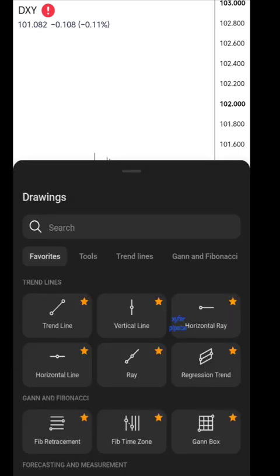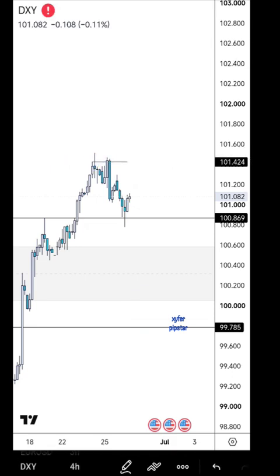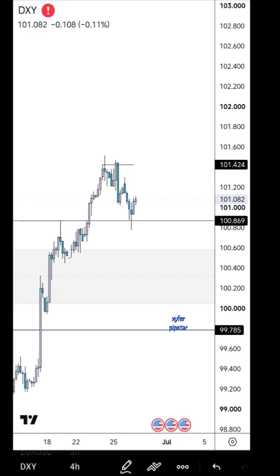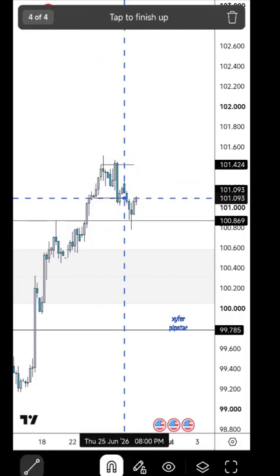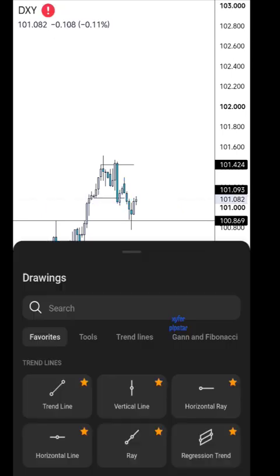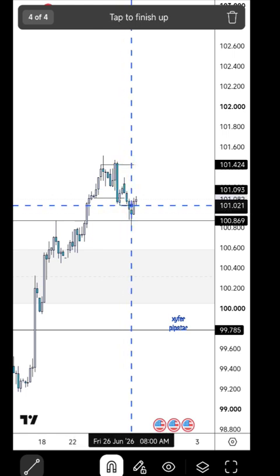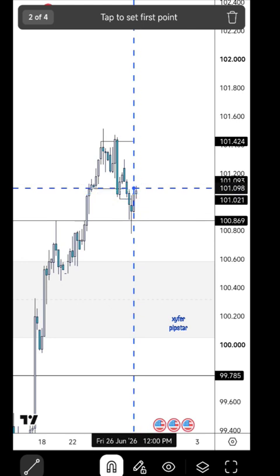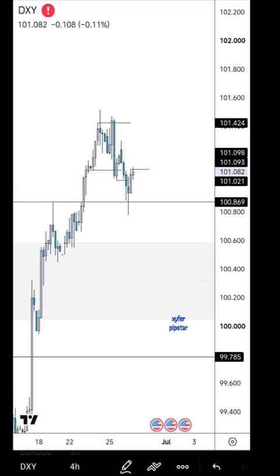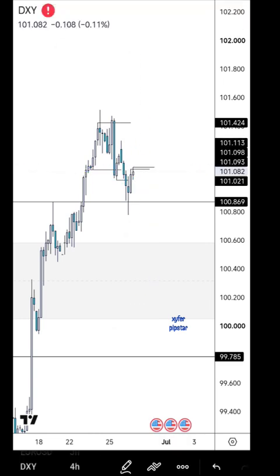On the H4, we have this turtle soup. So after that, you have this change in state of delivery. We have broken this low. Okay. And then we have rejected this high. Maybe we are going to reject that high again, one more time, before we continue the dump.